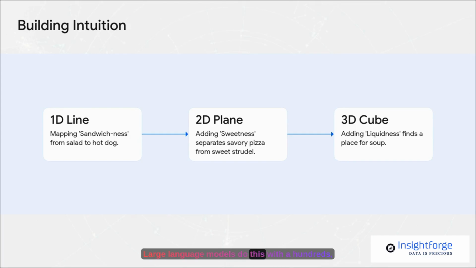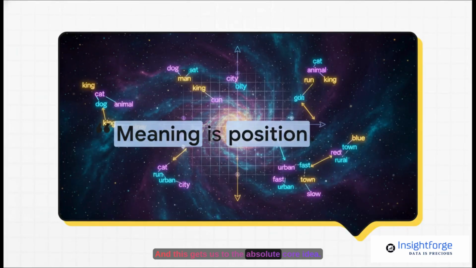Large language models do this with hundreds, even thousands of dimensions that we can't even picture, where each one represents some abstract quality the model learned by reading basically the entire internet. And this gets us to the absolute core idea. For a machine, meaning isn't some definition you'd find in a dictionary. Meaning is simply a word's position on this incredible, complex map, defined only by its location relative to every other word.